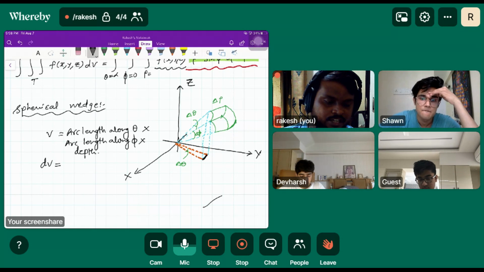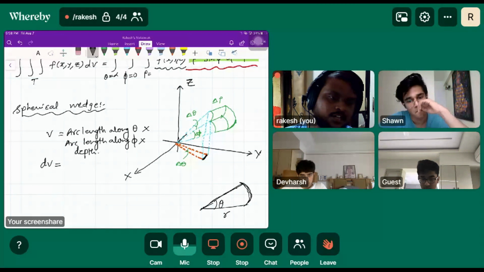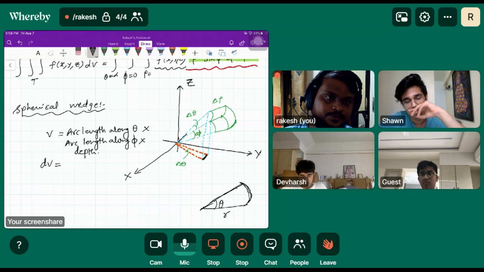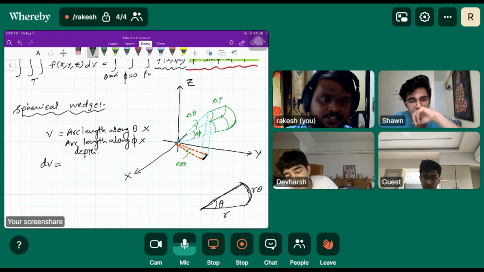What is the formula if I give you this length of the radius? How would you find out the arc length? If this is r, this is theta, how would you find out the arc length? The arc length is r theta.